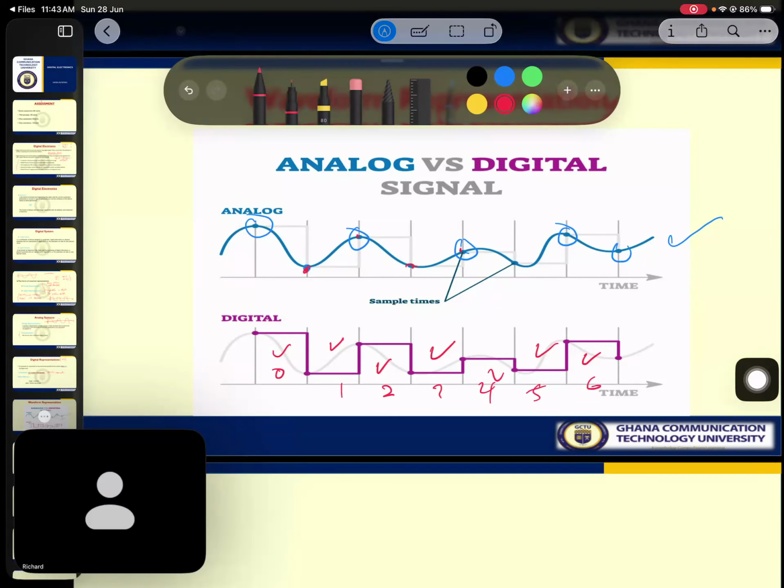Now, if you look at the analog signal again, the sample times are also there. The vertical line basically marks the sample time. It shows the moment at which the analog signal is measured. Now, since the computer system cannot store every infinite value of analog signal, what happens is that it takes measurements.